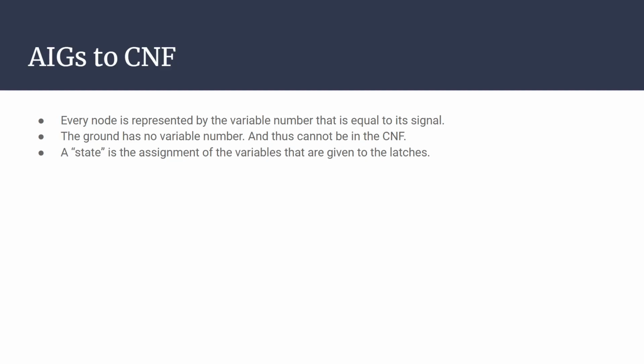For example, if the latches are signals 4, 5, and 6, then their variables will also be 4, 5, and 6. And a state is basically just what do you give to the variable 4, what do you give to the variable 5, and what do you give to the variable 6. Two input AND gates can be encoded using 3 clauses. We'll see that in a bit.